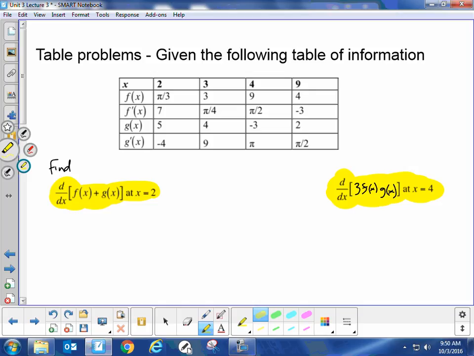The first one that we do on the left is actually a really easy one, and it actually is not a good one to think of when we're doing our other table problems. And the key to all these problems is just to know your rules.